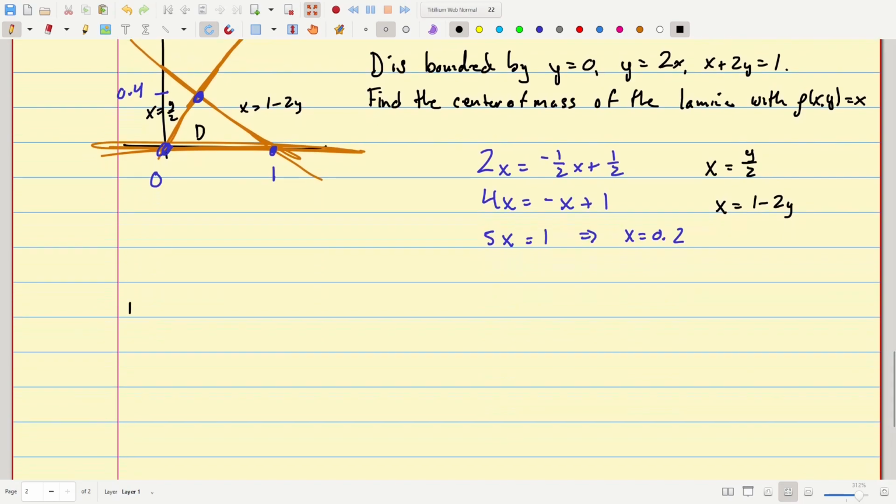So that sets us up. We can now find the mass. We're integrating from 0 to 0.4 and from y over 2 to 1 minus 2y of x dx dy. This is type 2. We're going this way.